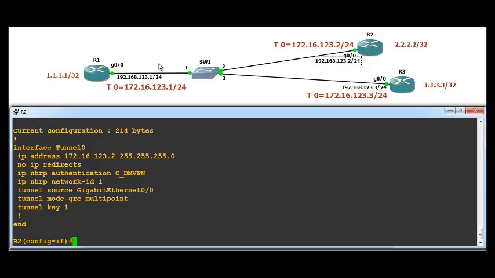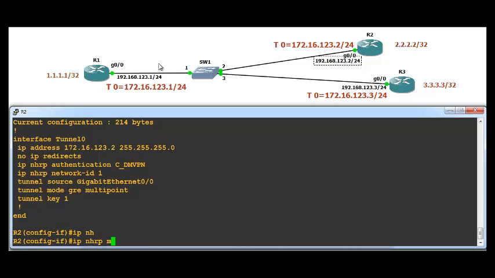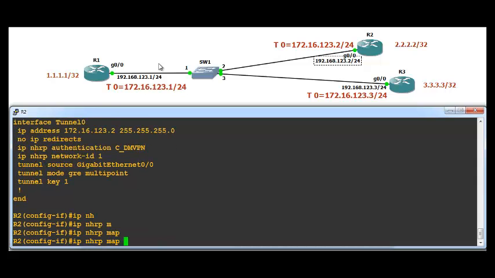So that command is like this: IP NHRP map command. See, it makes sense. You are mapping. You are saying map: if you want to go to 172.16.123.1, which is the hub router, where do you need to go?